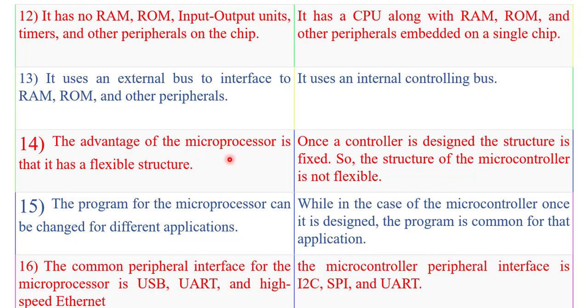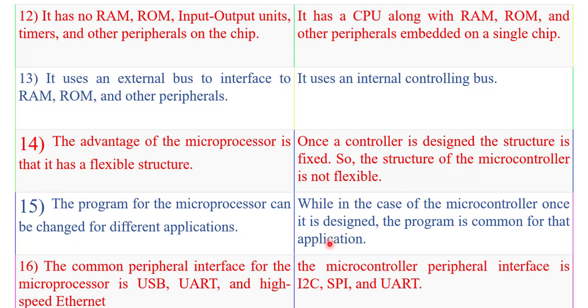Next, the advantage of a microprocessor is that it is flexible in structure or flexible in nature, whereas a microcontroller-based system performs a specific predefined task. So once a controller is designed, its structure is fixed. So the structure of a microcontroller is not flexible. Next, the program for a microprocessor can be changed for different applications. It is a flexible structure. But in case of a microcontroller, when it is designed and the program is written, the program is common for that application only. Or we can say that a microcontroller basically performs a specific task, a specific function.